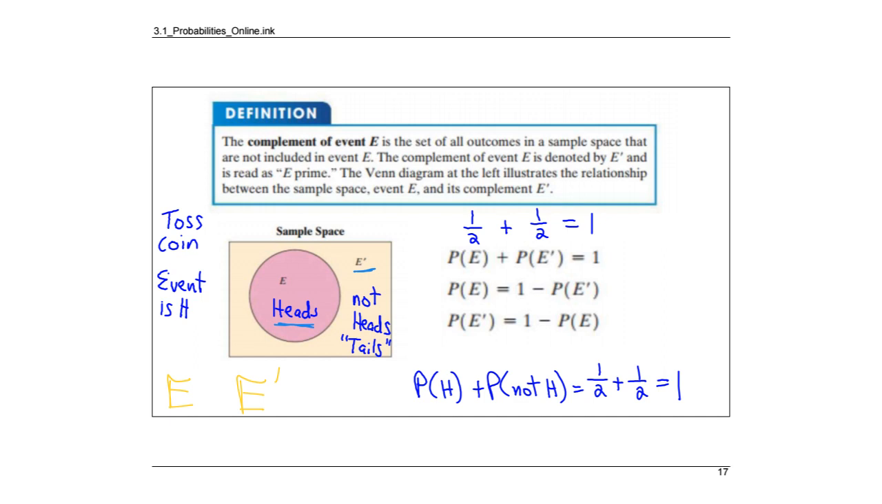So what happens is the probability of E plus the probability of not E has to equal 1 because there's nothing else left, right? So for heads and tails, the probability of getting a head, if we tossed a fair coin, would be 1/2. The probability of not getting a head, in other words, getting a tail, would also be 1/2, and that has to sum to 1. And we're going to need this later on. So it's very important that you understand the relationship between E and the complement of E.